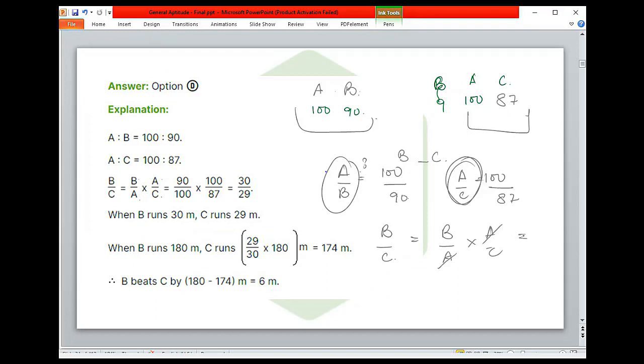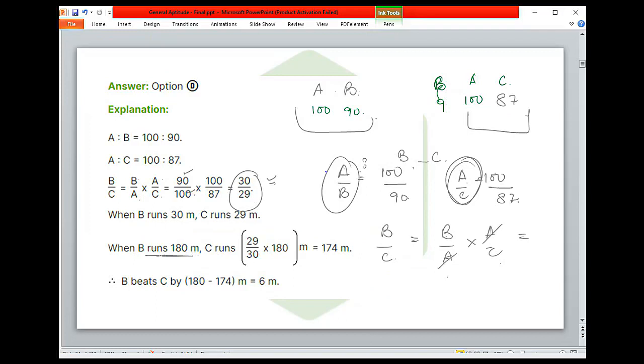Are you understanding this? This is a complete unitary thing. You just have to keep your basic maths in mind for all of these things. This is all we study in 6th and 7th. So B upon C is 90 upon 100 multiplied by 100 upon 87, so I get 30 upon 29. That means between B and C there's a distance of 1 meter, right? If B is running 30, C is running 29.